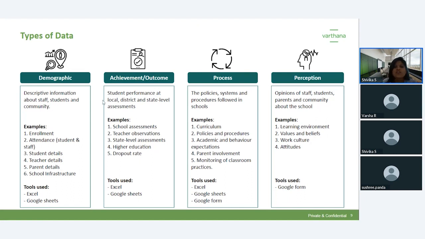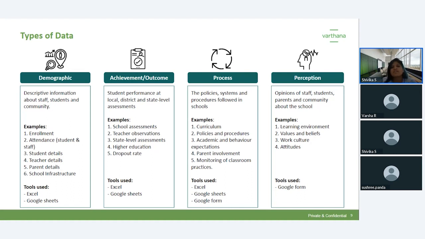Okay, so if you see in your school setup, we focus mostly on demographic and achievement data. Demographic is the fixed data which is related to enrollment, attendance, student details, and teacher details. So it's descriptive information about your stakeholders.